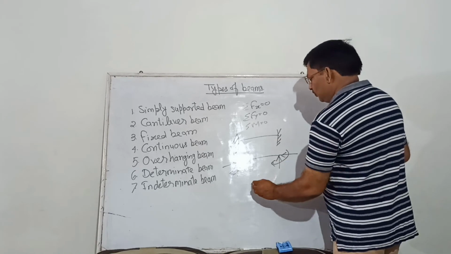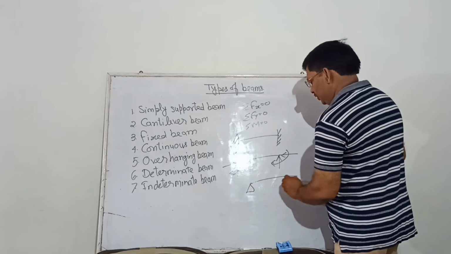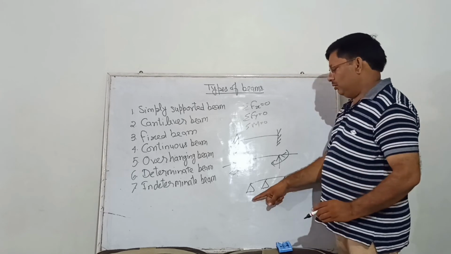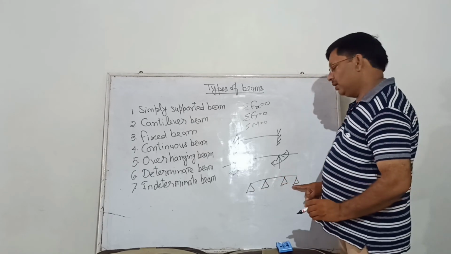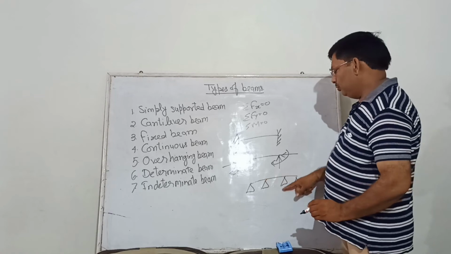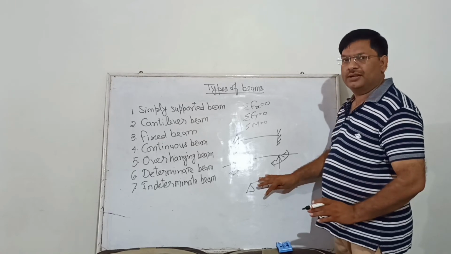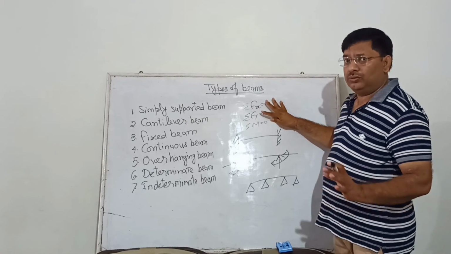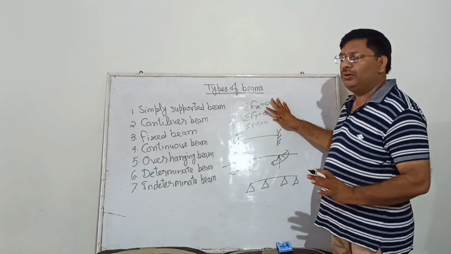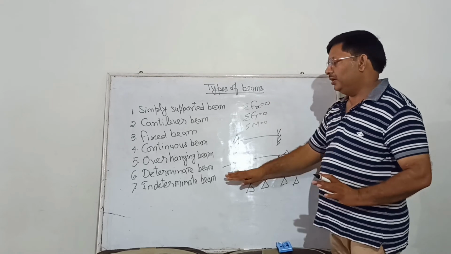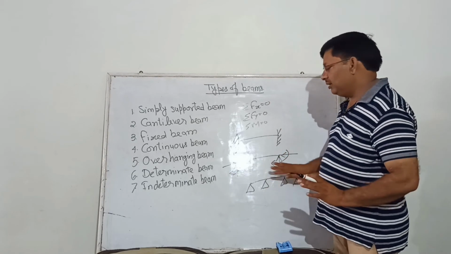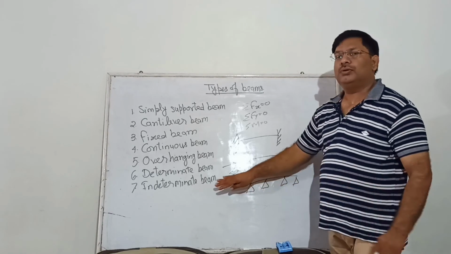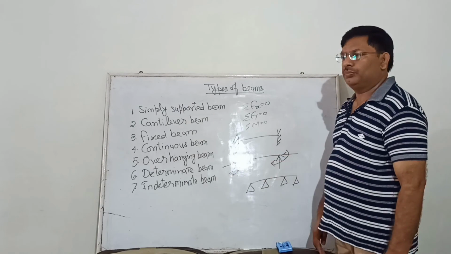Similarly, another example of an indeterminate beam is the continuous beam. You can see when we draw the free body diagram of this continuous beam, we will have 1, 2, 3, 4, a total of 4 reactions, but the equations are only 3. Unknowns are 4 and equations are 3. So we will not be able to find the value of the reactions in the case of a continuous beam also. So this continuous beam is also a type of indeterminate beam.